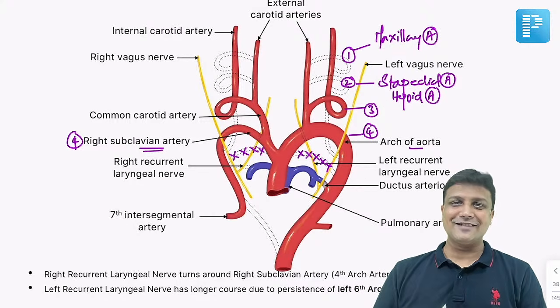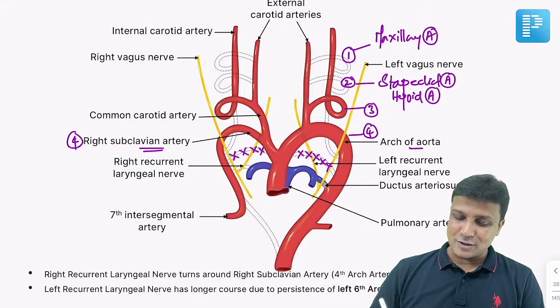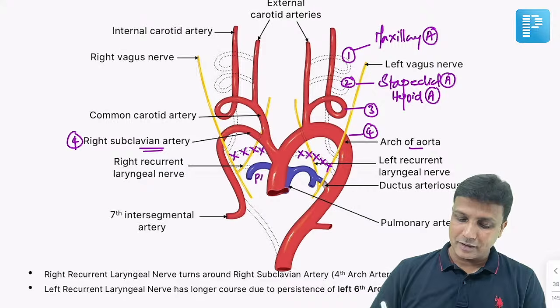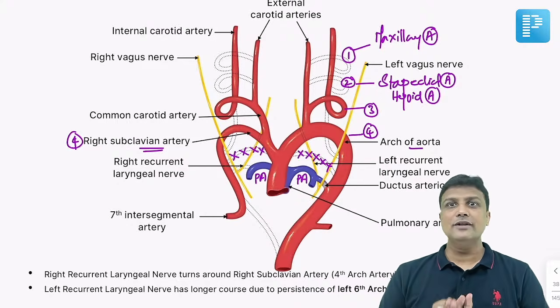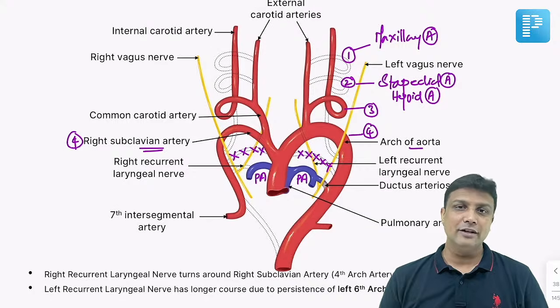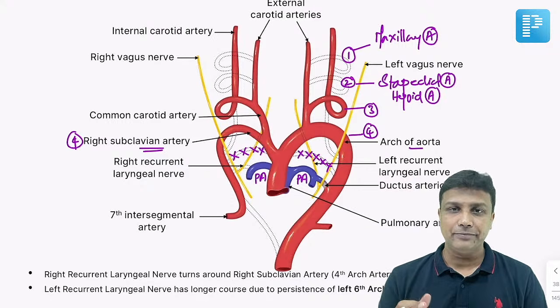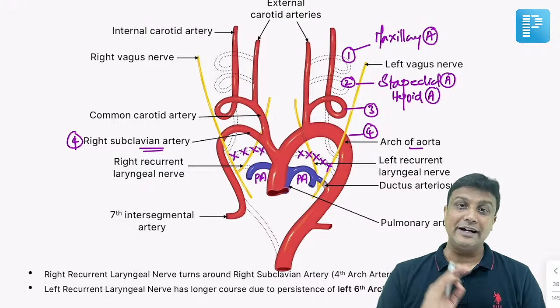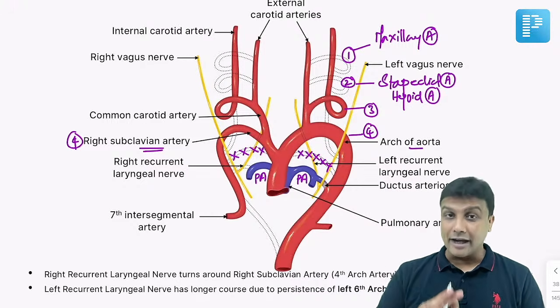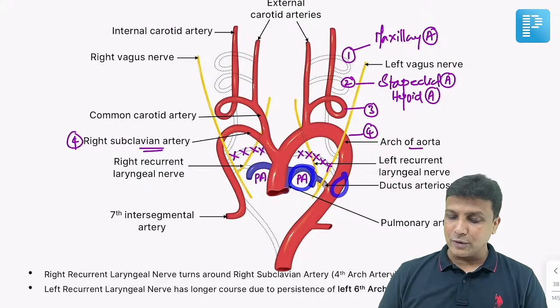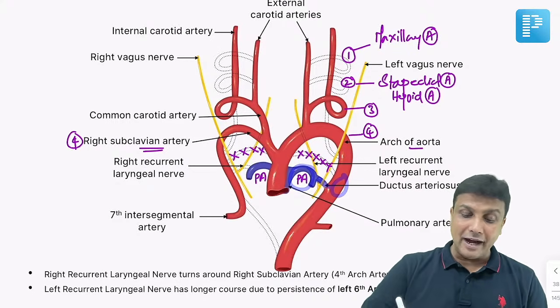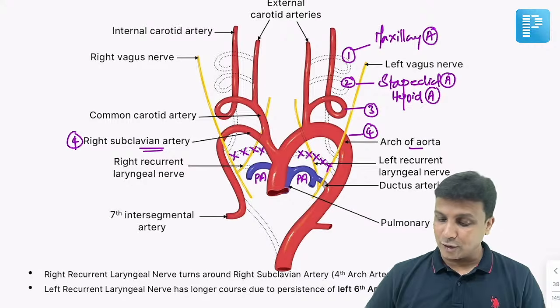Now welcome to the 6th arch. The 6th arch is the one which is going to form the right and left pulmonary artery. Be very careful, I'm saying pulmonary artery. Many students I have seen use the word loosely, like pulmonary trunk. It is the pulmonary artery that is derived from the sixth arch artery. Now, between the pulmonary artery and the arch of aorta, there will be a duct here, and that duct will be the ductus arteriosus.